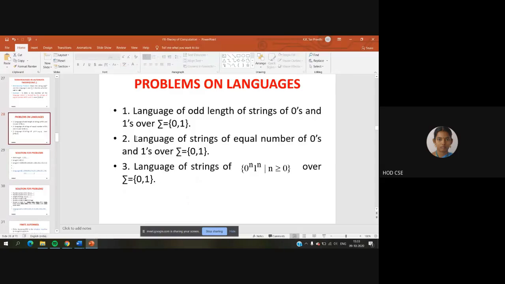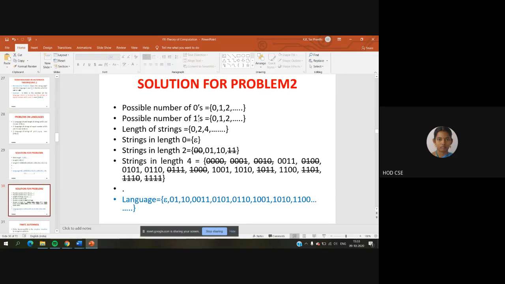I move into the next problem, the second problem. Language of strings of equal number of zeros and ones. You have to write the language of strings of equal number of zeros and ones over sigma equal to {0, 1}. Here also the input is 0 and 1, but the language consists of strings of equal number of zeros and ones. First, possible number of zeros you have to write. Possible number of ones you have to write. Possible number of zeros are 0, 1, 2, 3, 4, 5, 6 and it goes up to infinity. Possible number of ones are 0, 1, 2, 3, 4, 5 and it also goes to infinity.